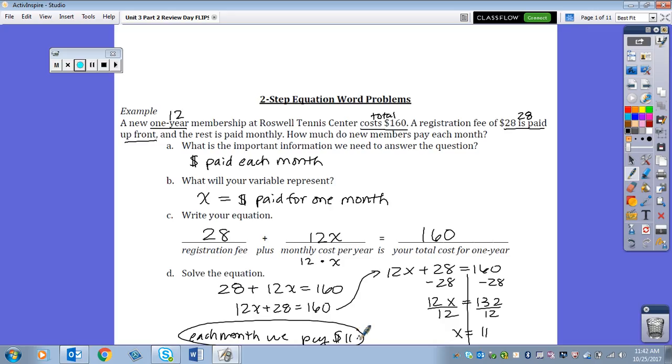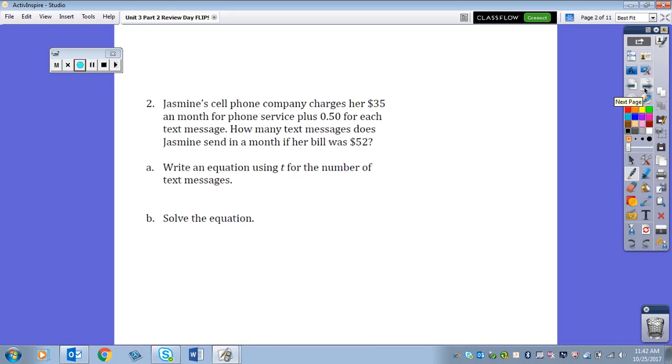Okay? See if that logically makes sense. So it's not over our total. If I had $11 times 12 months, I would have $132 I'm paying in the year, plus the extra 28 registration fee is going to get me 160. So what you would like to do now is look at the other examples and define the information to write the equation and then solve that equation. So we'll do one more together really quick.